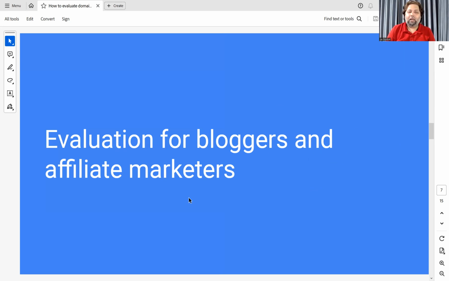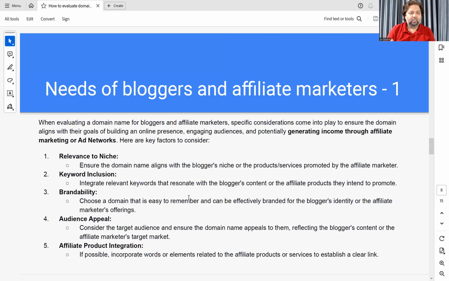Evaluation for bloggers and affiliate marketers. We have already discussed these things. Relevancy to niche is mandatory, like affiliate marketers who promote affiliate products for photography only. They should have a domain name related to that niche only. Keyword inclusion, the photo keyword should be there. If anybody is selling lights, that light keyword should be there. Brandability is the key. Audience appeal should be there. Affiliate product integration, like the possibility of affiliate products, should be there.